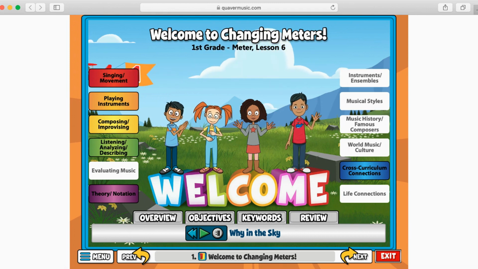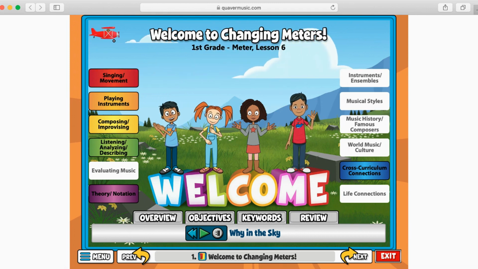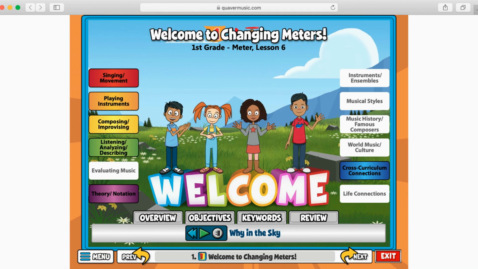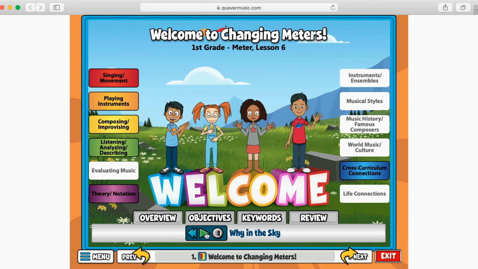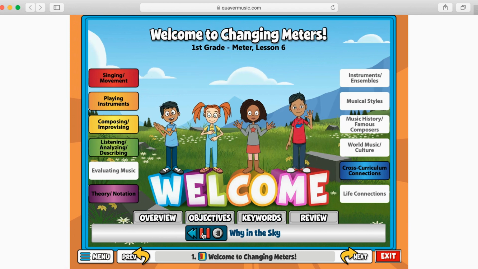Welcome to Changing Meters. We are going to listen to the song Why in the Sky while clicking around the different buttons on the screen. So let's listen.